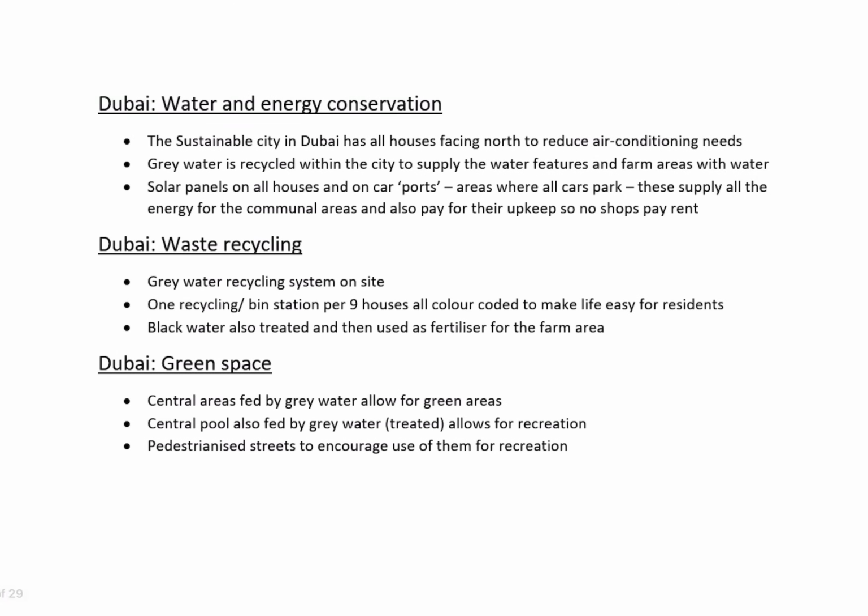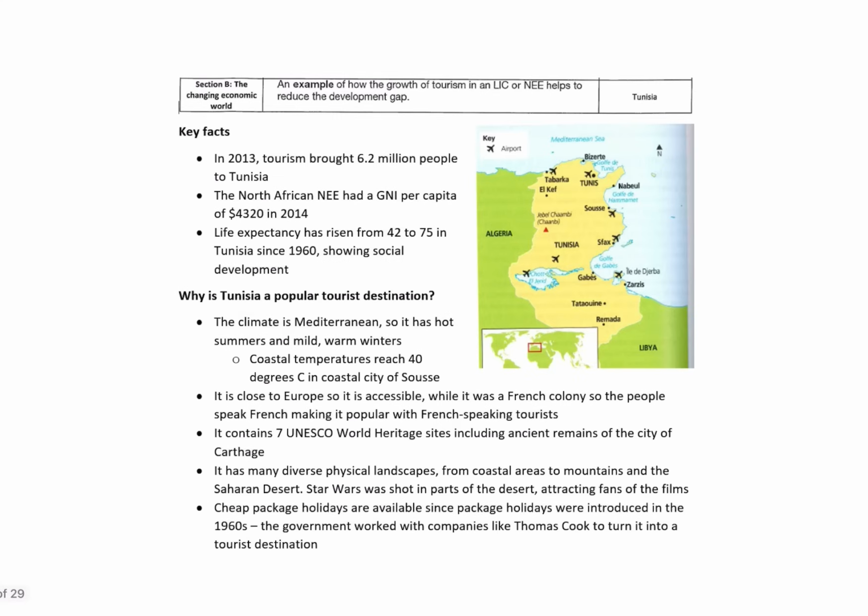Dubai have got all houses facing north to try and reduce their air conditioning needs. They're recycling water. Their recycled water is then used in things like parks, for things like water fountains, etc. And huge pedestrianised streets. So they're trying to encourage the use of walking rather than different modes of transport.